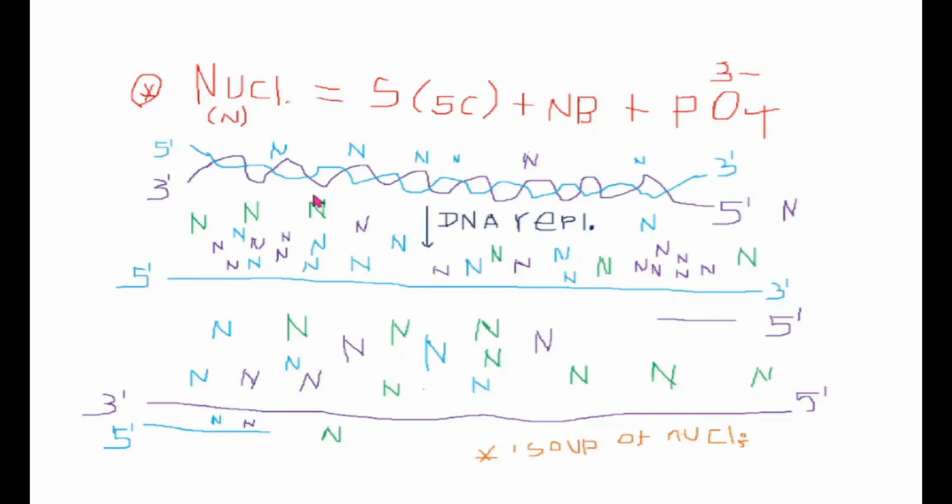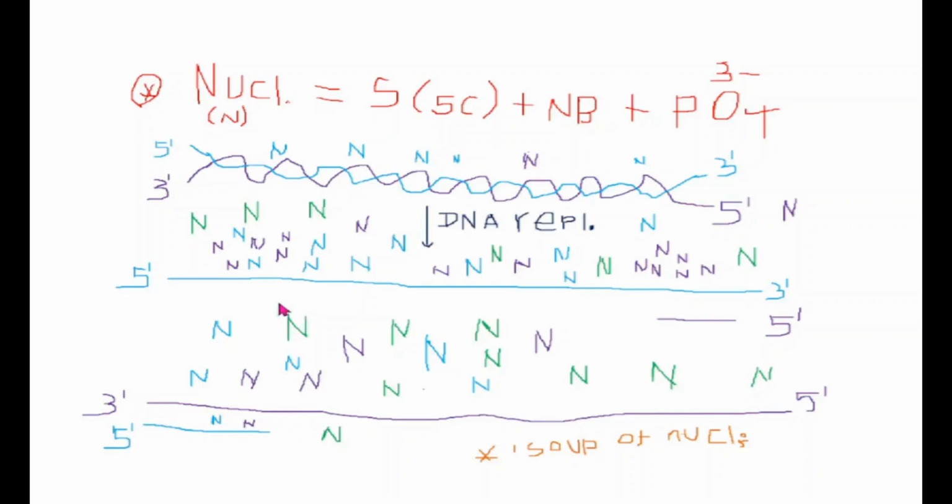So from 5' to 3', as this end is 5', consider this is that strand, and the new DNA strand will be made from the 5' end from this direction to this. The nucleotides from the soup around the DNA will be brought and added, and then the DNA will grow in this direction. The same is true for the other strand. This strand, with the 5' end from this direction, will be the template, and then the new strand will be made from the 5' end from this direction.